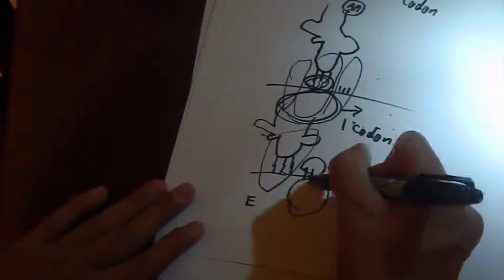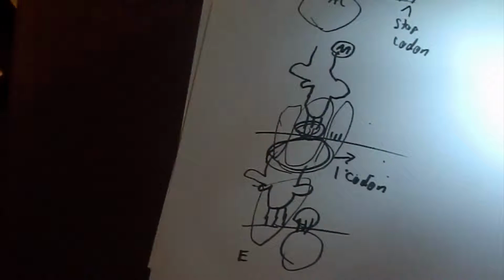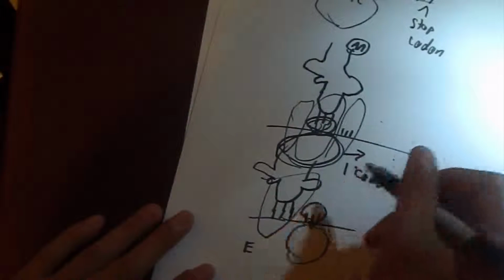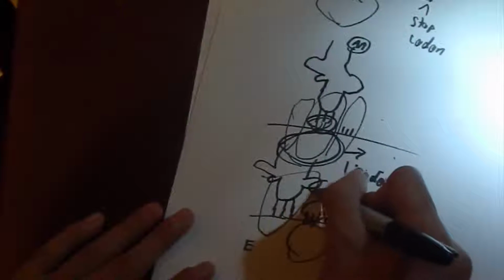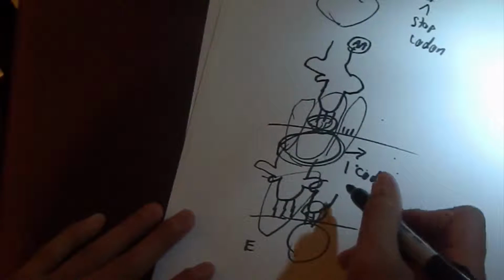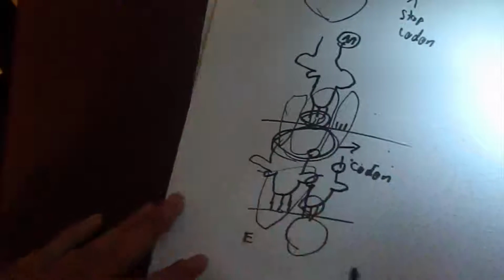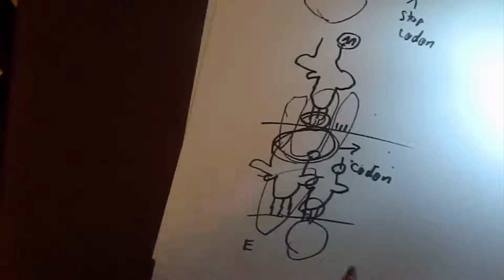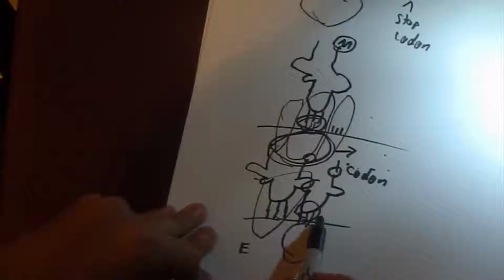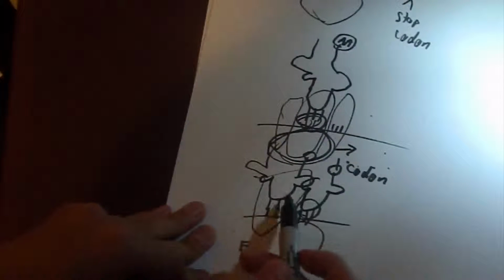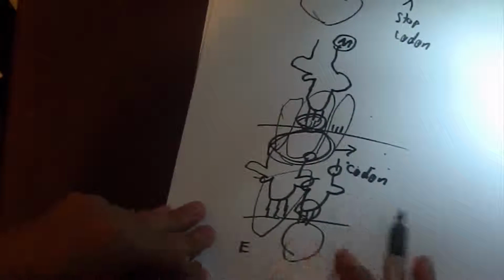And then another tRNA comes with its anticodon and with another amino acid. Now, once this second tRNA binds, that means this first one can go. So everything leaves except for the amino acid. The amino acid stays behind. So it's floating here, and it's waiting for something to happen.